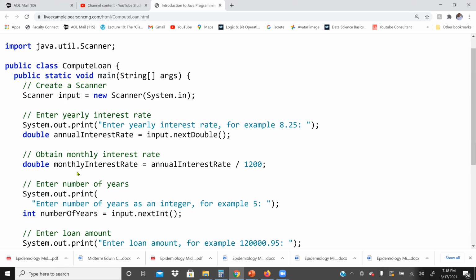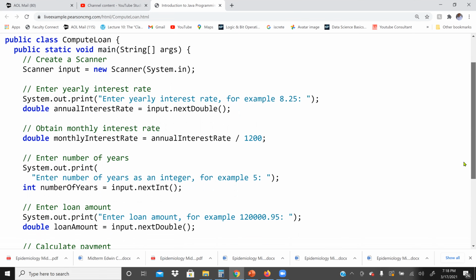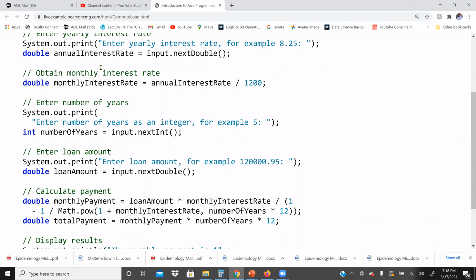So again, that will be our monthly interest rate. Annual and monthly: we have 12 months in a year. That's why we are dividing by 1200, and the interest rate is in percent. So we have the annual interest rate, and from the annual interest rate, we are able to find the monthly interest rate. We ask the user to enter the annual interest rate, we divide it by 1200, and we get the monthly interest rate.